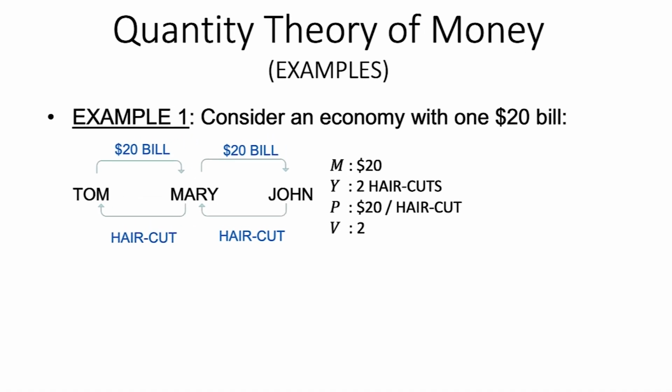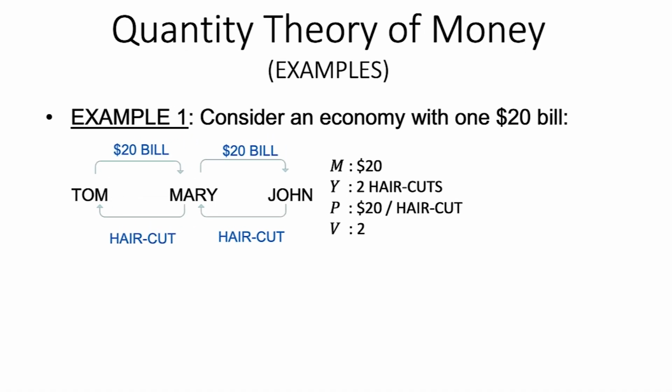Before we do that, let me illustrate this equation with a very simple economy, okay? Our simple economy is going to be constructed of two transactions. Tom is going to buy a haircut from Mary, and then Mary is going to buy a haircut from John. In this economy, the total amount of money in circulation, M, is $20. There's one $20 bill in circulation. And what would be the price? Well, obviously, there's only one bill in circulation. The haircut is going to cost $20.